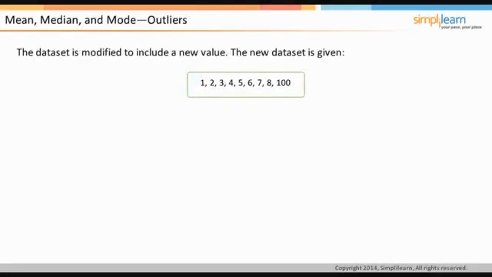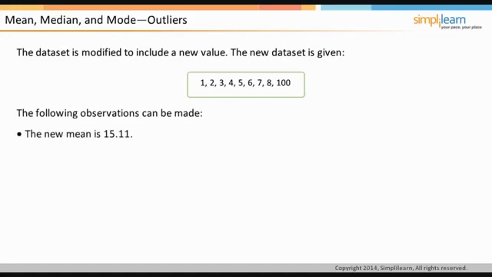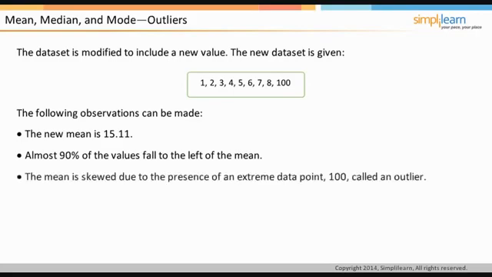In this screen, we will understand the effect of outliers on the data set. Let us consider a minor change to the data set. A new number, 100, is added to the data set. On using the same formula to calculate mean, the new mean is 15.11. Ideally, 50% of values should lie on either side of the mean value. However, in this example, it can be seen that almost 90% of values lie below the mean value of 15.11, and only one value above the mean. The data point 100 is called an outlier.